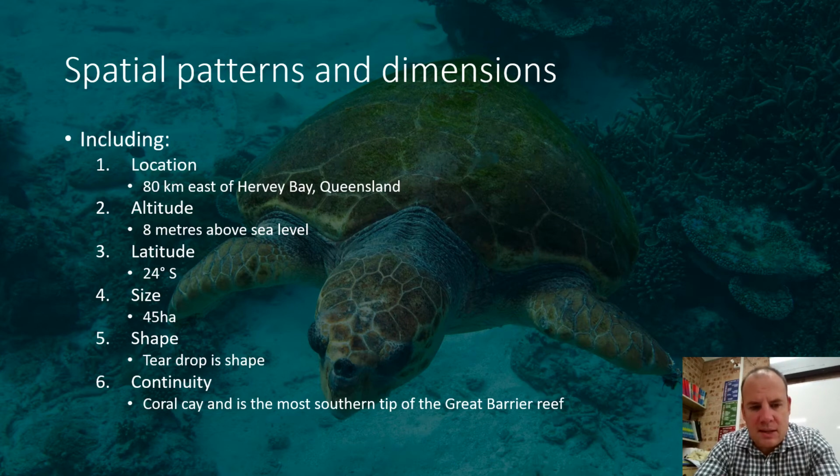The shape is a teardrop, and that's due to the coral cay formation, which we'll talk about later on. And continuity: it's not on its own, it's actually part of the Great Barrier Reef, and obviously the material for it to form was from other corals as well. So that's where that continuity comes in. It's part of a bigger ecosystem.